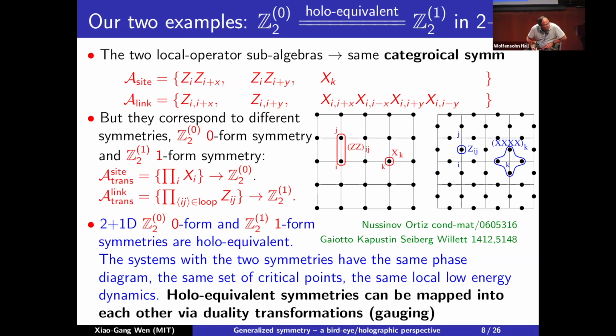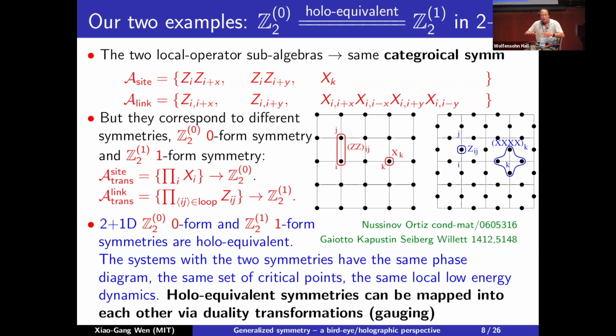Holo-equivalent systems will have the same low energy dynamics, that is, if you restrict to the symmetric excitations. Well, these two models have the same low energy dynamics. Maybe let me make a more precise statement. In both models, we have a transformation algebra, which defines the so-called symmetric subHilbert space. The claim is that within the symmetric subHilbert space, the two models are identical. They have the same energy spectrum, same everything.